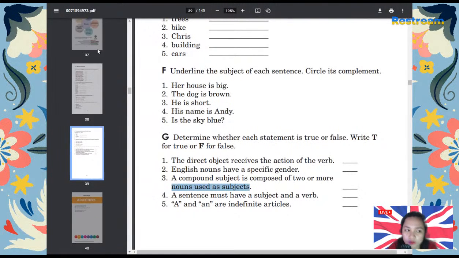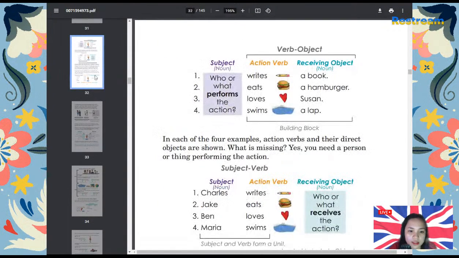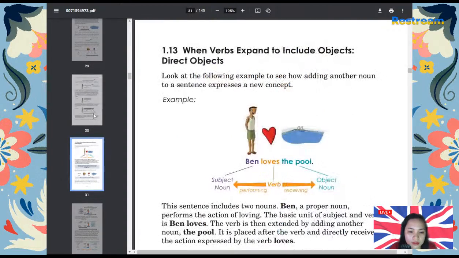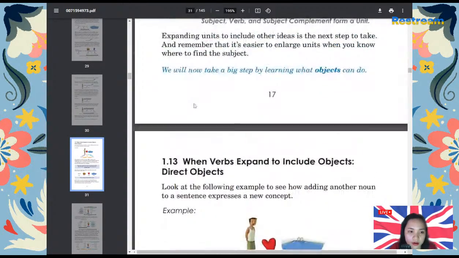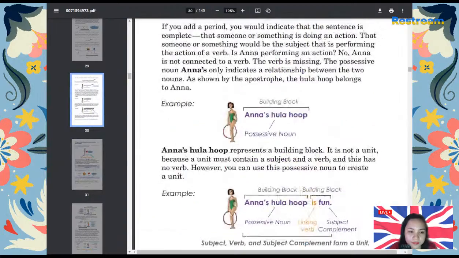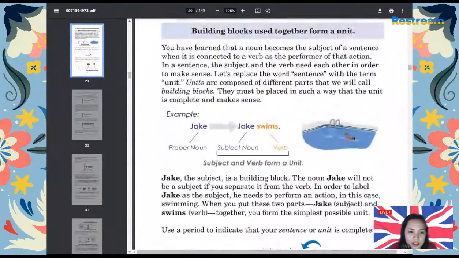Okay, so let's go back so we are sure before I say the answer. Compound subject. It is right after or before the direct object. Or is it?